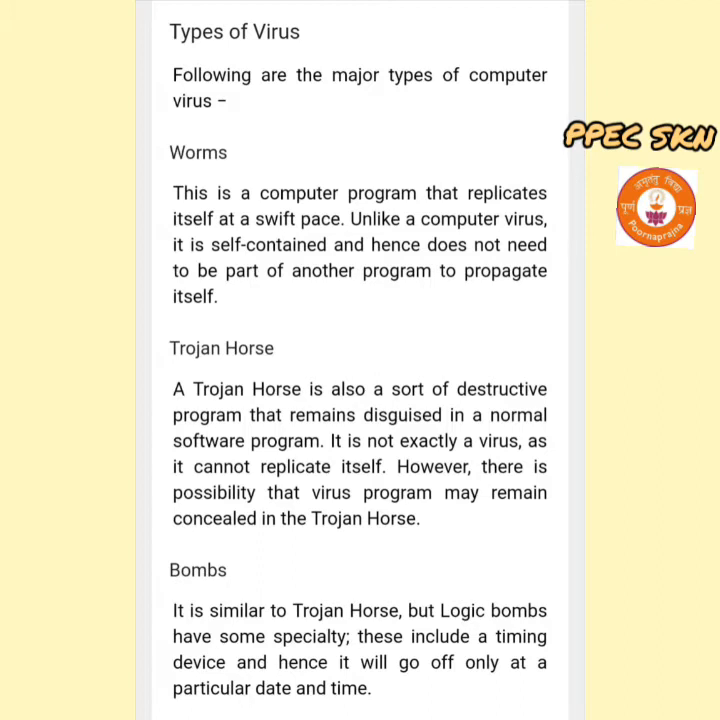Next is the logic bomb. Bombs are also a type of Trojan horse, similar to a Trojan horse, but logic bombs have some speciality. These include a timing device. In our last video we discussed some viruses in which the programmer already built in a date and time. Whenever that particular date and time is reached, the virus will activate. After that date and time, it will automatically disappear. That type of virus is called a bomb.